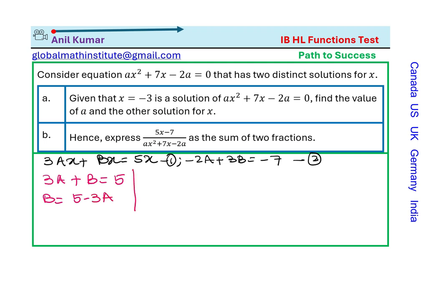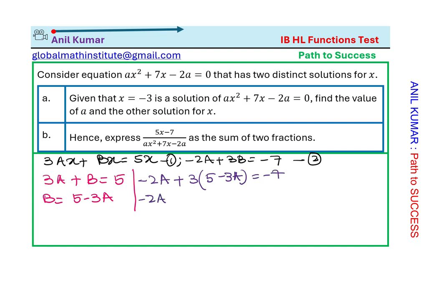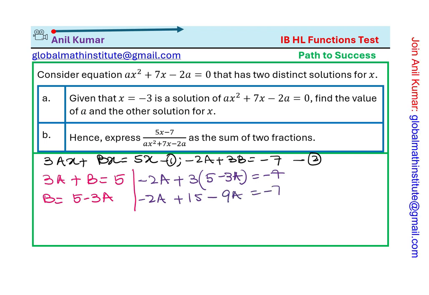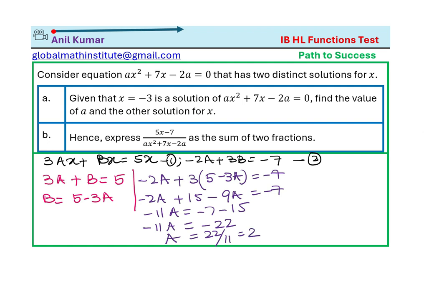Correct. Now in the second equation, what we are going to do is substitute this value of b. So minus 2a plus 3 times (5 minus 3a) should be equal to minus 7. So minus 2a plus 15 minus 9a equals minus 7. Combining the a terms gives minus 11a, and taking 15 to the other side, we get minus 7 minus 15. So we get minus 11a equals minus 22, or a equals 22 by 11, which is 2. So we get the value of a as 2.